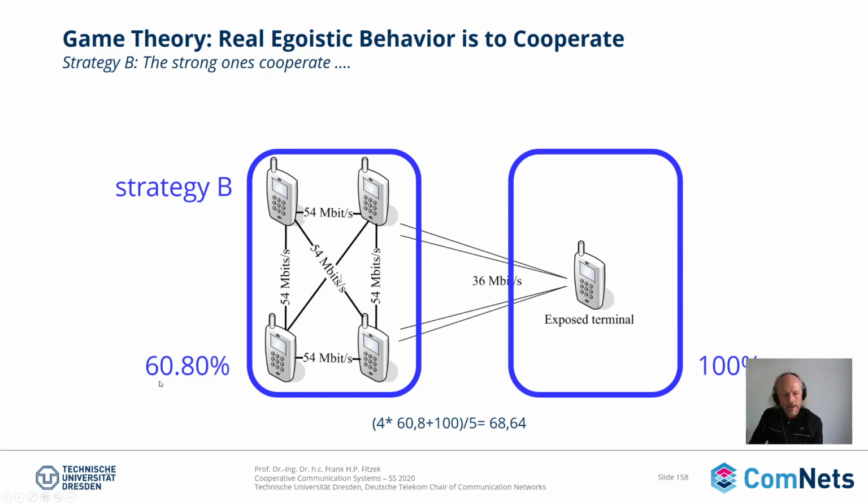So now every terminal only has 60%. Before, if you would include them, it was 68. And here the exposed terminal still is standalone, and he has to do it alone and gets 100%. If you now calculate the system gain from all 5 terminals, you're back to 68. So there's no real gain in saying this is better than the other, right, from the system perspective. But what will the individual do? We said real egoistic behavior is to cooperate. So is this really true? That's the question here on the lecture.